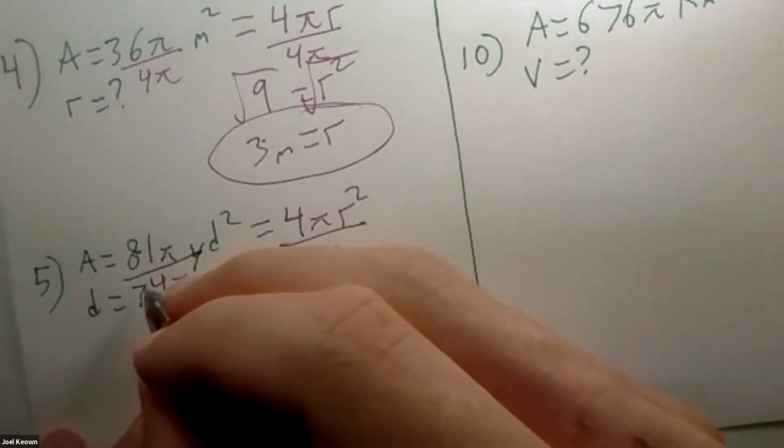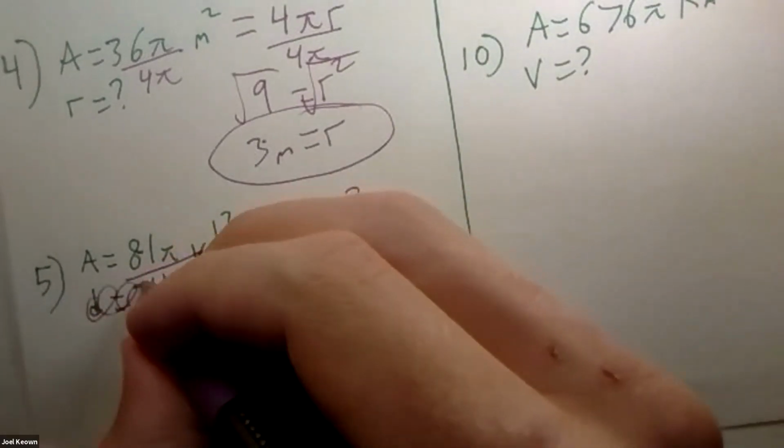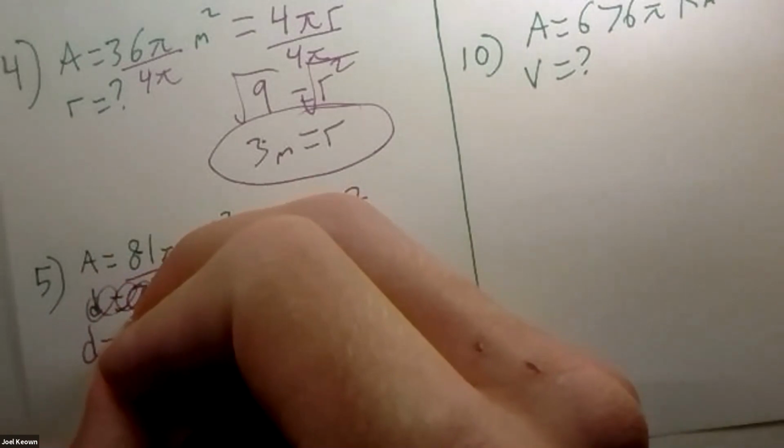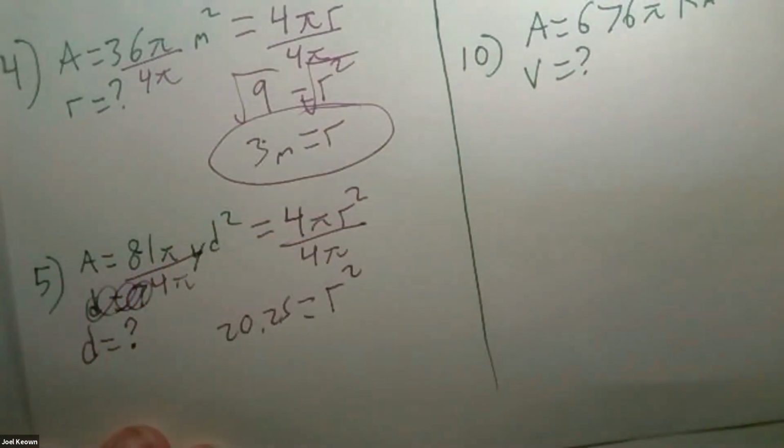20.25. By the way, that is not a 7. It looks kind of like one, though. It's supposed to be a question mark. There we go, that's a little better. I'm trying to find the diameter.